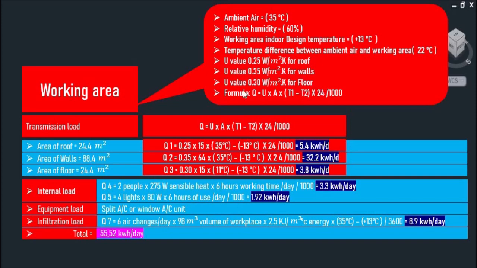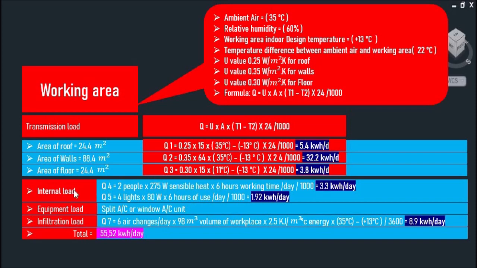To calculate the cooling load, we'll use the same formula: Q equals U multiplied by A multiplied by T1 minus T2, multiplied by 24 hours, divided by 1000. Next, transmission load: 5.4 kilowatt hours per day for the area of our roof, 32.2 kilowatt hours per day for the area of our walls, and 3.8 kilowatt hours per day for the area of our floor.